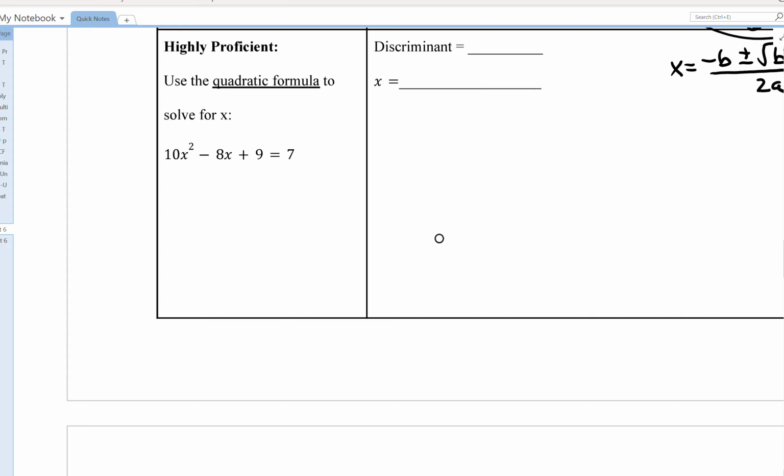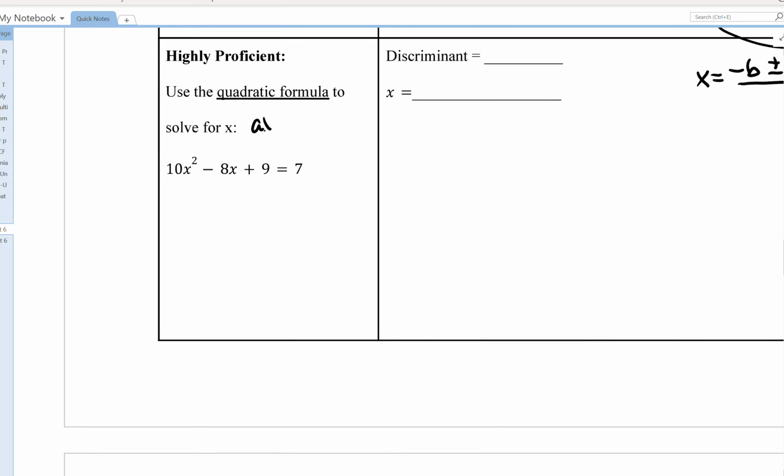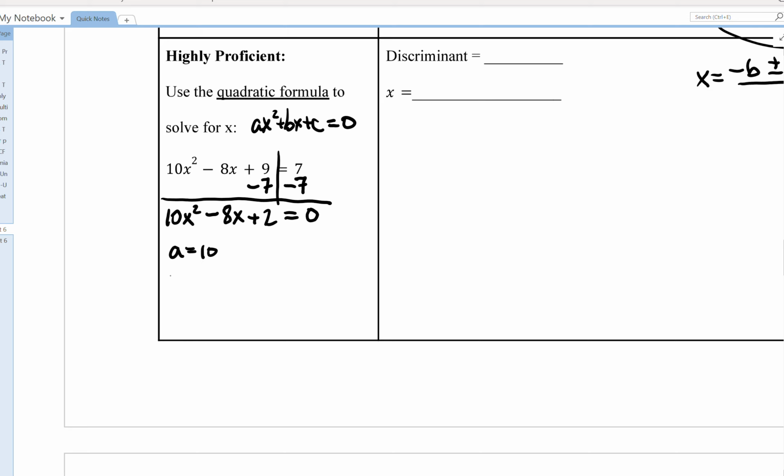This is not in standard form because standard form is ax squared plus bx plus c equals 0. Because of this 7, it's not equal to 0. So I'm going to subtract 7 from this side, making it 0. I have to do the same thing to both sides to keep my equation balanced. Now 10x squared minus 8x plus 2 equals 0. Now I can say that a equals 10, b equals negative 8, and c equals 2.